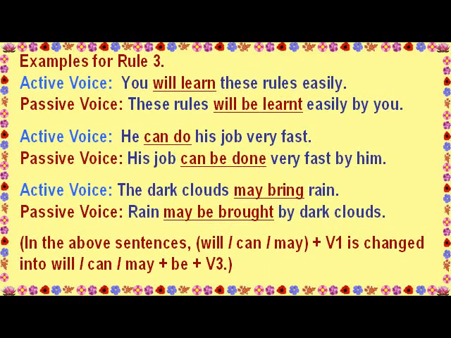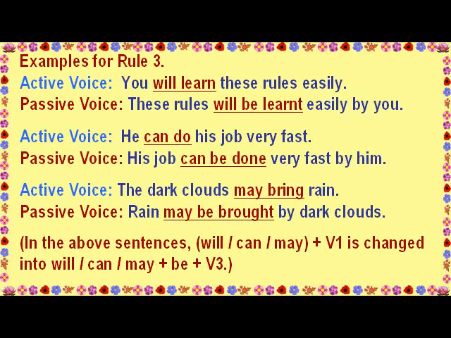Examples for Rule 3. Active voice: You will learn these rules easily. Passive voice: These rules will be learned easily by you. Active voice: He can do his job very fast. Passive voice: His job can be done very fast by him.